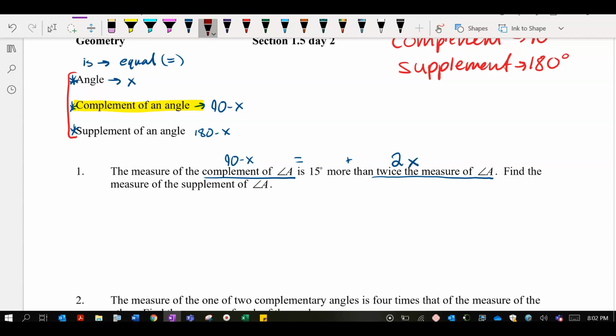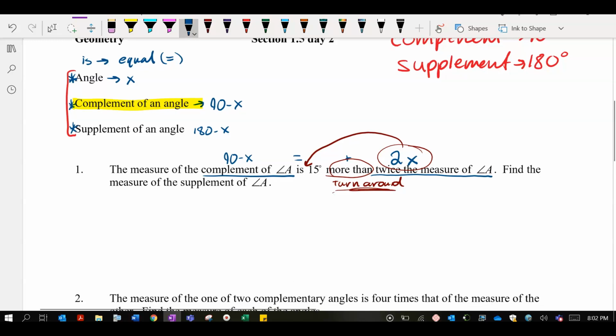Now, more than is what I call a turnaround phrase. This really comes into play when it says less than, but turnaround phrase means that you are going to write the 2x before the 15, and you are going to add it. So I know this seems like a lot. Now we're going to go ahead and write our equation. I'm going to read the top sentence left to right. It says the complement of angle A, so 90 minus x is, remember we have the more than, that means a turnaround phrase, so 2x is going to go first, then plus 15.